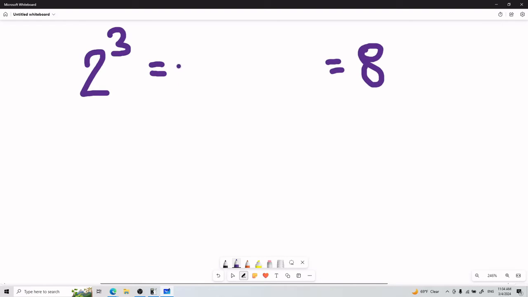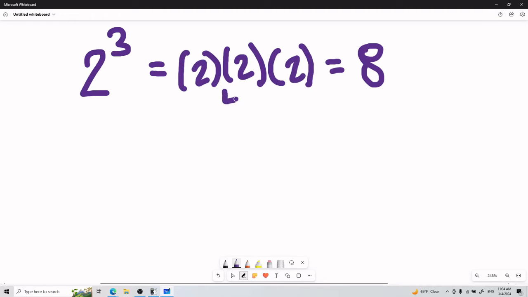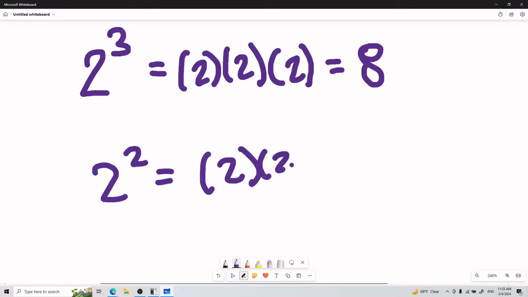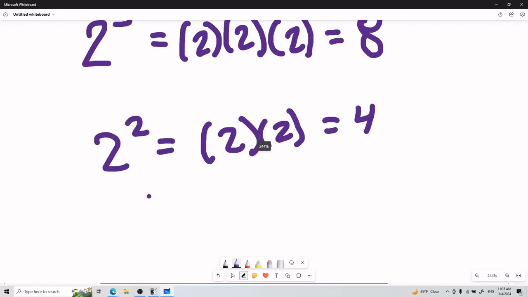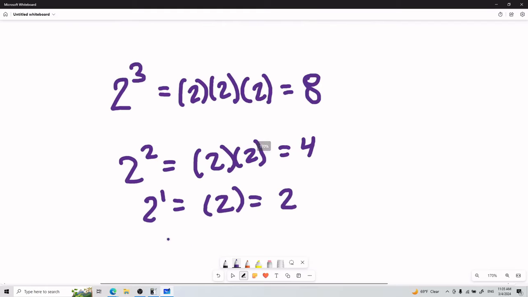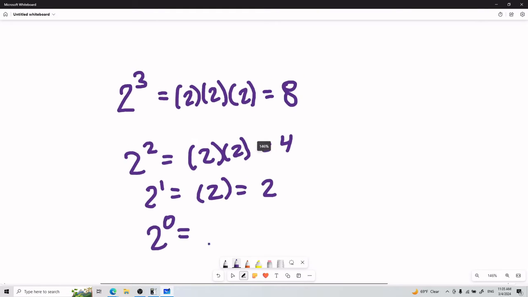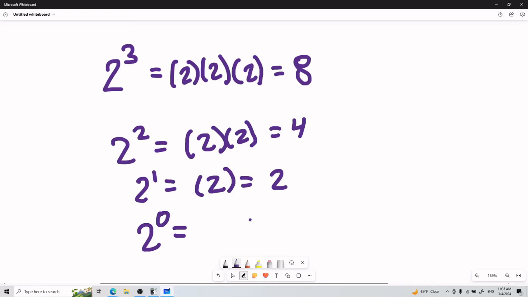If I ask you, what is 2 to the power of 3? You're going to tell me 8. Now, how do you know that it's 8? You know that it's 8 because it's 2 times 2 times 2. So 2 times 2 gives you 4, times 2 gives you 8. 2 to the power of 2 is awfully similar. It is just 2 times 2. It is 4. And 2 to the power of 1 is just 2. And 2 to the power of 0, well, it has to be 1. So 2 to the power of 0 equals 1.